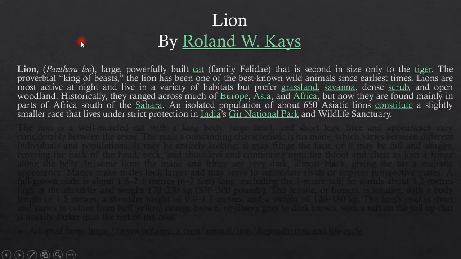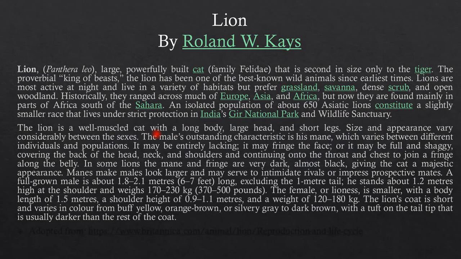Basically it's more about the species and the family of the lion, what the lion is famous for, where the habitat of lions is, where they are from, and also the population of lions right now. And then the second paragraph is more about the descriptions of lions in a general way.